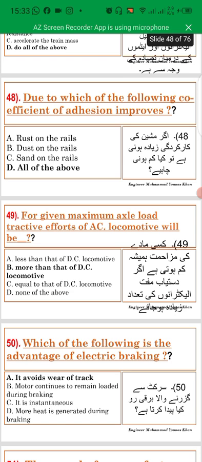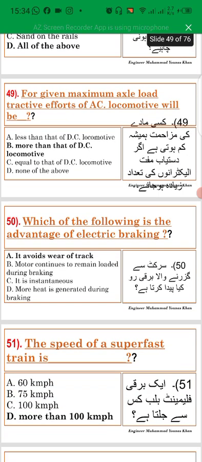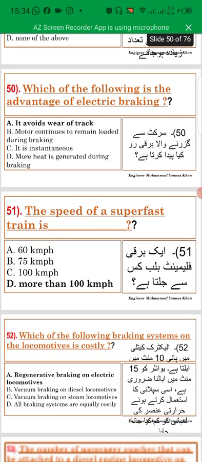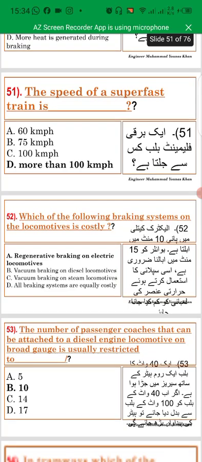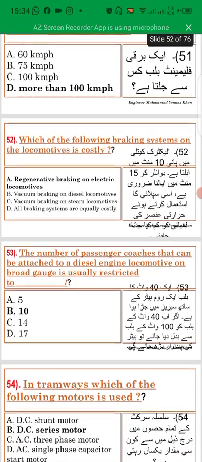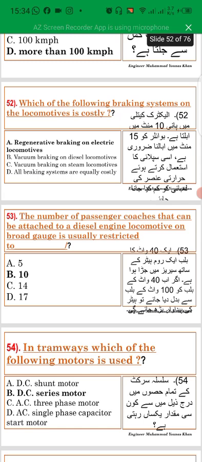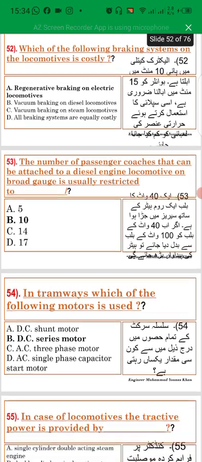Due to which of the following does coefficient of adhesion improve: rust on the rails, sand on the rails. For a given maximum axle load, tractive effort of AC locomotive will be more than that of DC locomotive. Which of the following is the advantage of electric braking? It avoids wear of track. The speed of a superfast train is more than 75 km per hour. Which of the following braking systems on the locomotives is costly? Regenerative braking on electric locomotives.